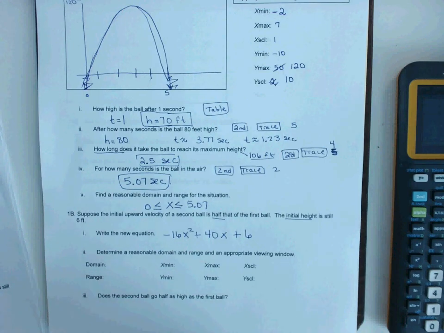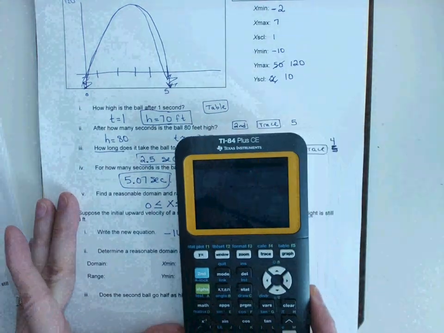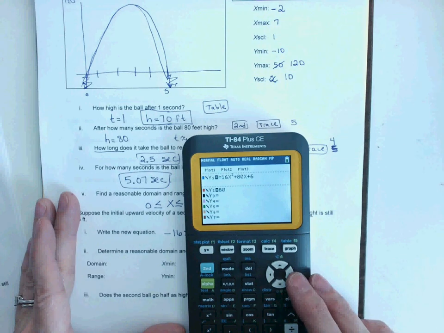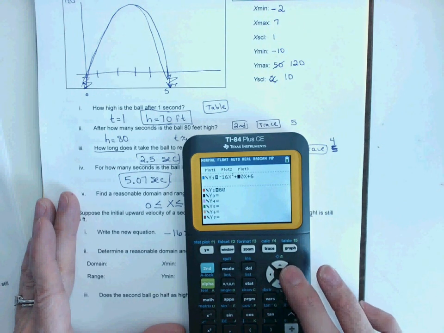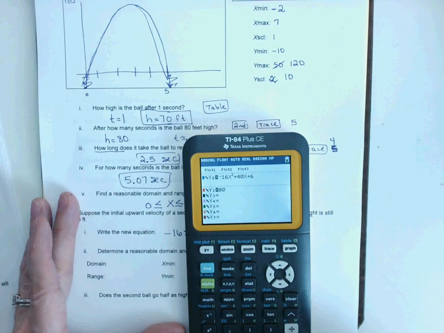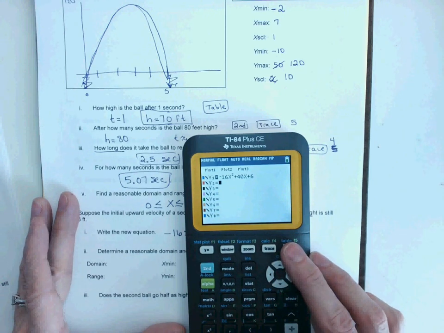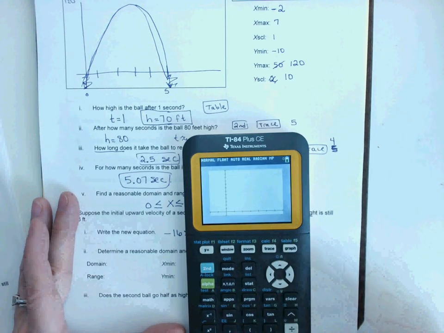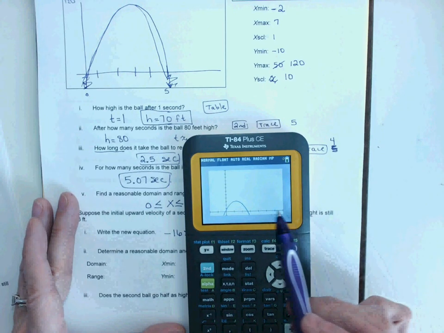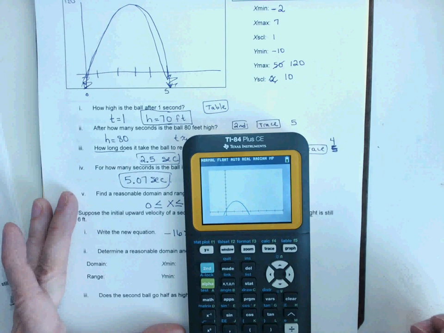So if we kept the same viewing window, let's just make an adjustment. What do you think is going to happen to this graph? Let me get rid of this. Is it going to be taller, shorter, different? Quite a bit shorter. And its domain is a lot different too.